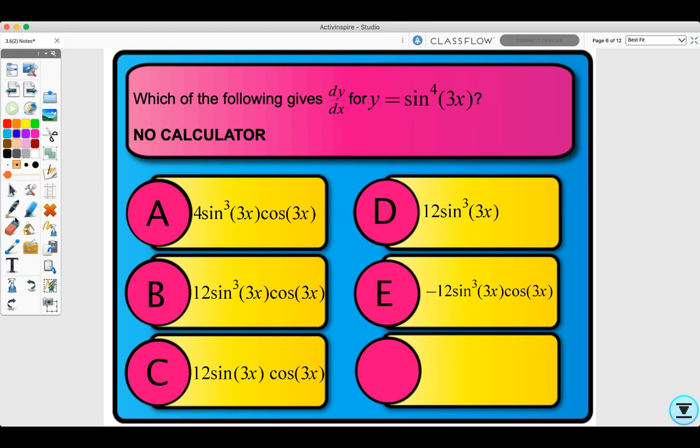Hopefully going through, you chose B. B is the correct answer.